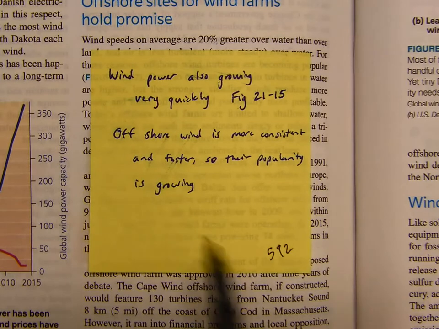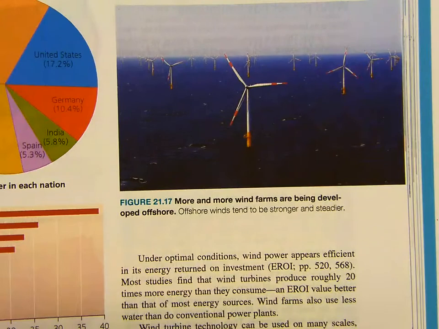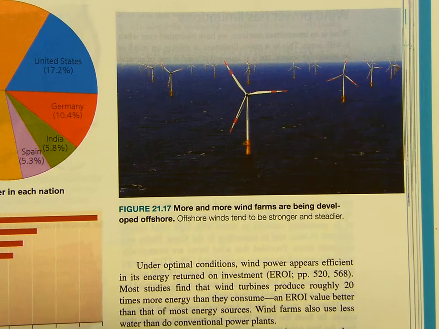So offshore wind is actually more consistent. It's also faster, because basically it doesn't have to get caught up by the potential buildings and trees that are in the way and stuff like that. So offshore wind farms are more consistent and potentially more profitable, and they can make more energy over the long haul. You can see a picture up here of one of those offshore wind farms.